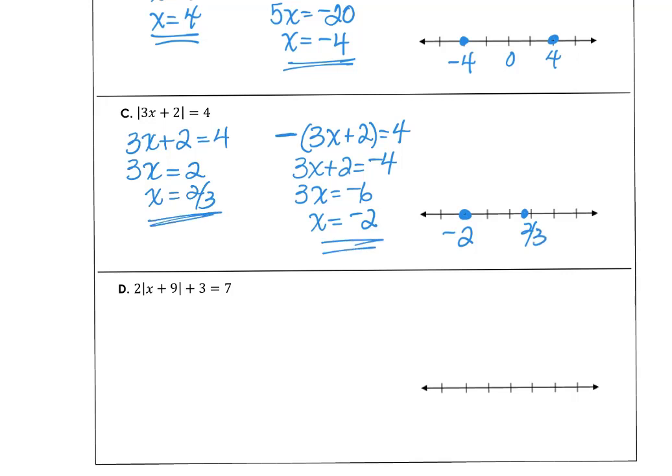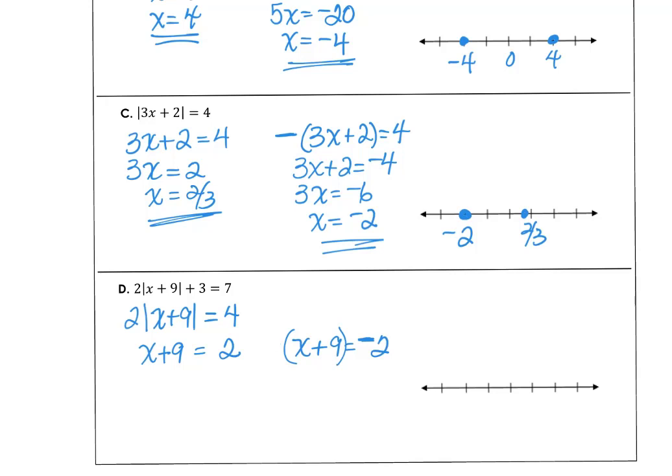And then lastly, I want to get rid of the 3, so 2 times the absolute value of x plus 9 is equal to 7 minus 3, which is 4. Divide by 2 on both sides, and we want to solve for x plus 9, and we want to solve for the opposite of x plus 9. So I'm taking that negative and dividing the negative over here.